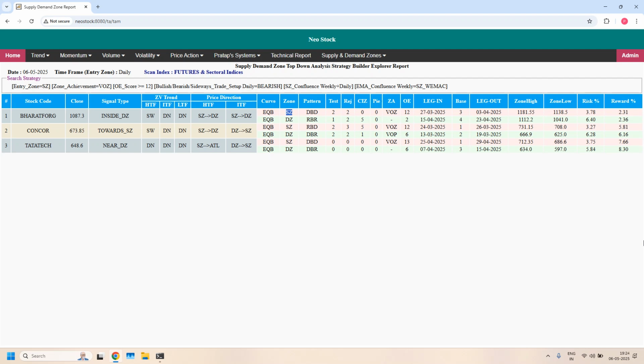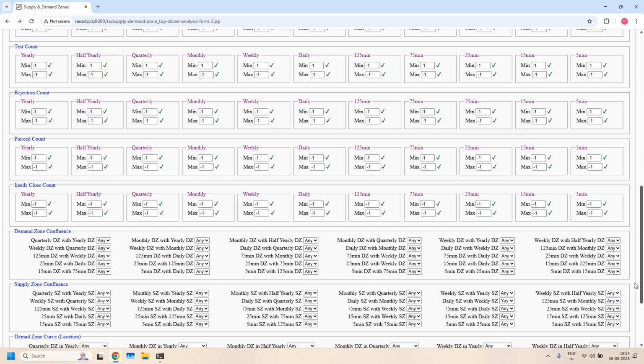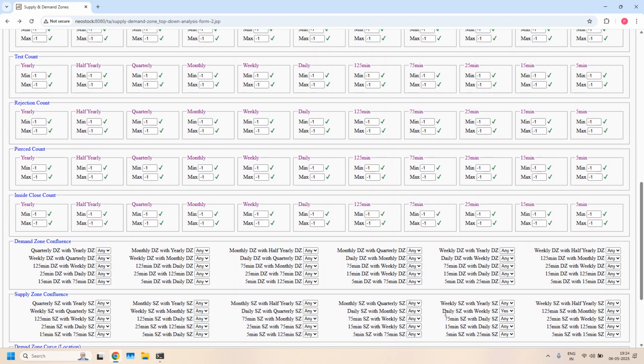Okay. Next we will filter based on LTF, ITF and HTF supply zone confluence. That is daily, weekly and monthly supply zone confluence. I am removing the EMA filter. In the supply zone confluence, we have to set 3 filters. The first filter is already enabled. Next, daily and monthly supply zone confluence and weekly and monthly supply zone confluence.